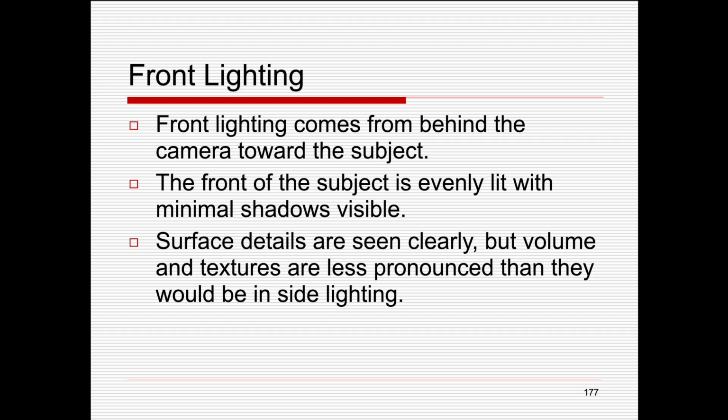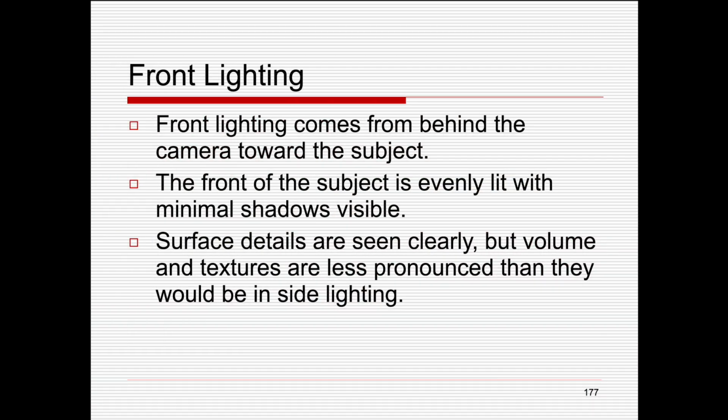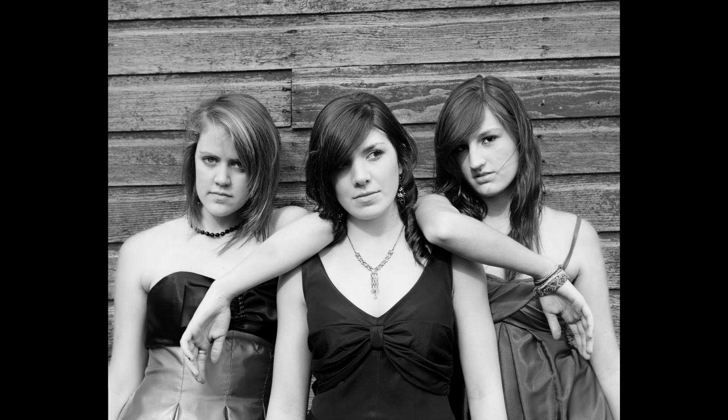Front lighting comes from behind the camera toward the subject. The front of the subject is evenly lit, minimal shadows are visible. Surface textures are seen clearly, but volume and textures are less pronounced than they would be in side lighting. Front lighting, the sun is behind your back, falling on your subject.